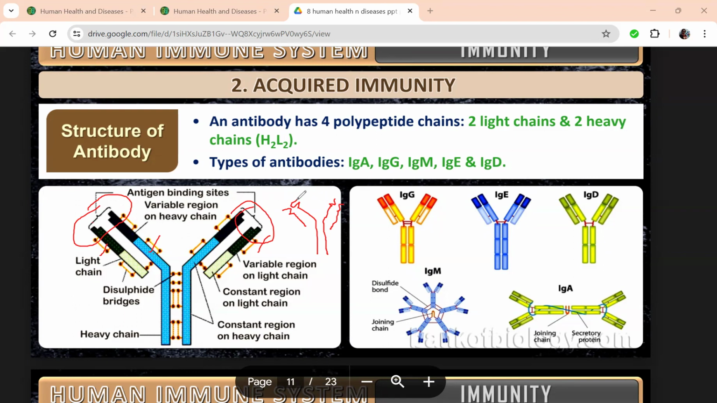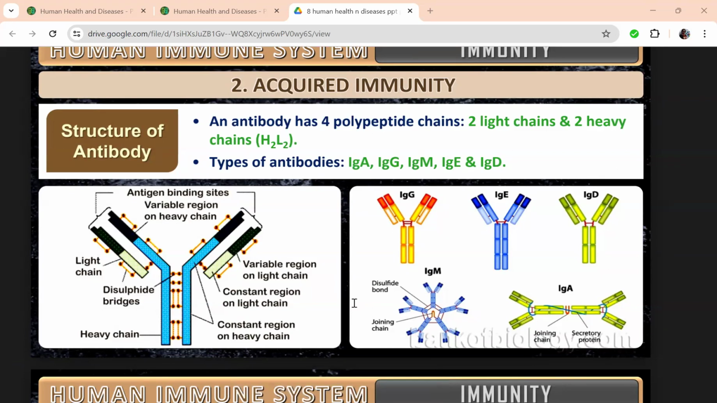Now IgG, immunoglobulin G, is a monomer. IgE, again a monomer, and IgD too. IgA is a dimer because it has two immunoglobulins attached by a joining chain. IgM is a pentamer: 5 immunoglobulins put together with the joining chain, causing a pentamer, that is IgM.